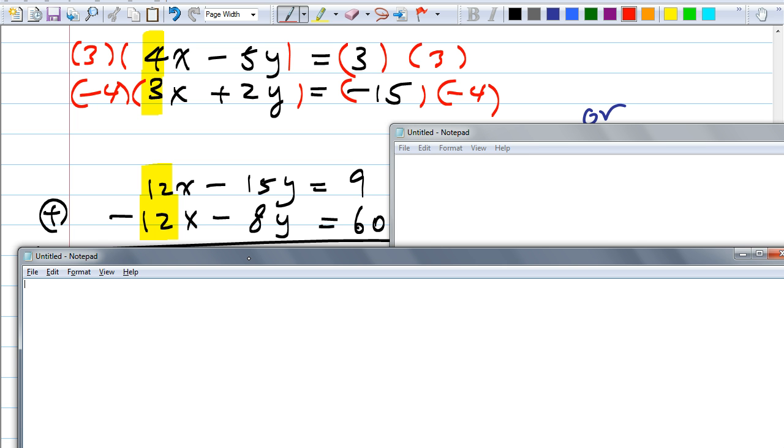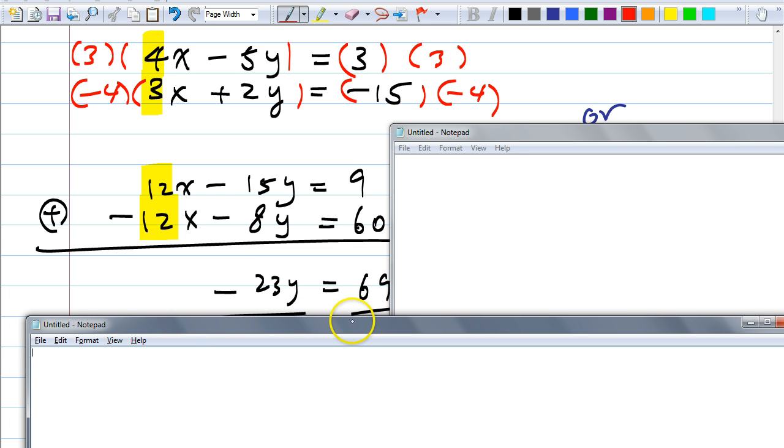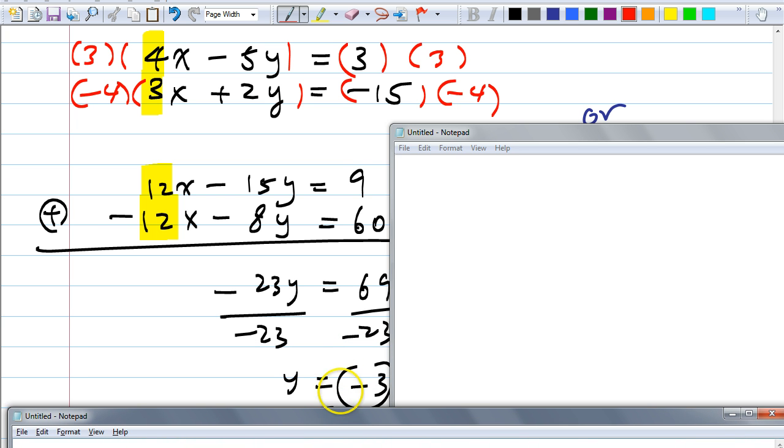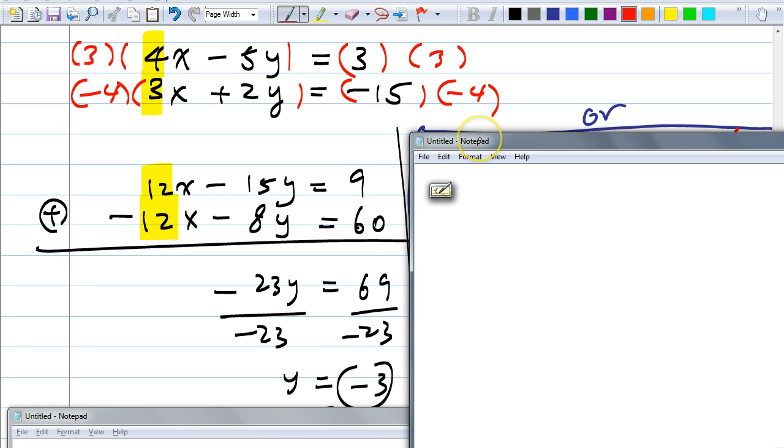So isn't this nice? Look, we have the same x's, well, not same, they're totally opposite, right? So when I add them together, what happens to the x? They cancel out. So what do I get here? Yes, Maddie? Correct. Then you divide both sides by negative 23. You get y equals negative 3. Very good.